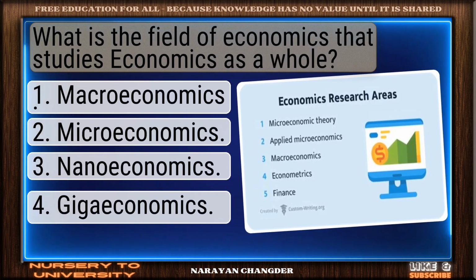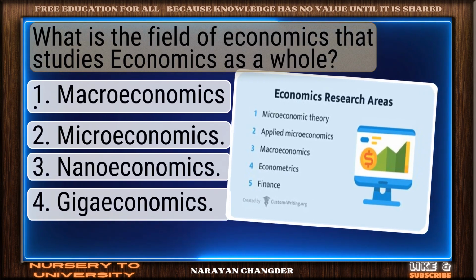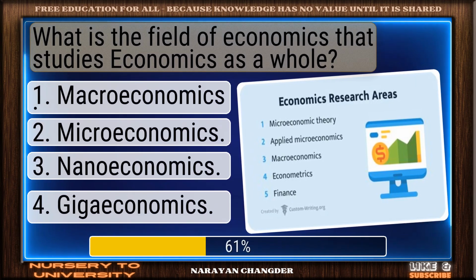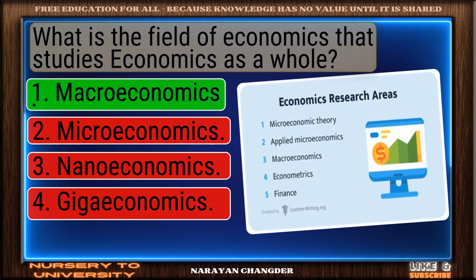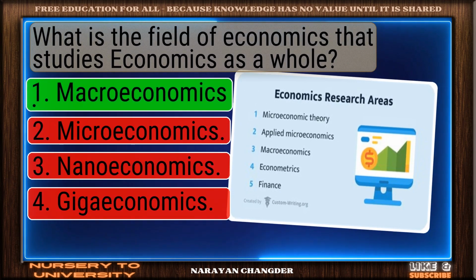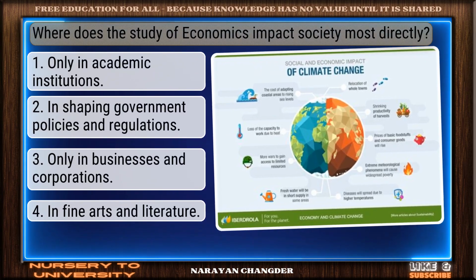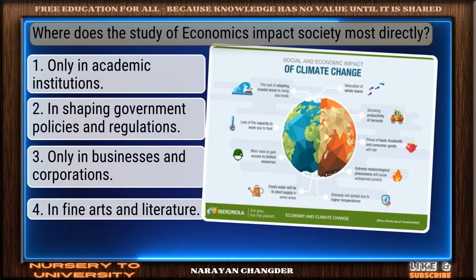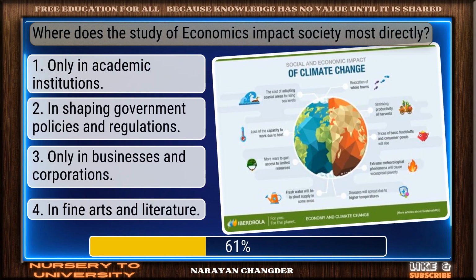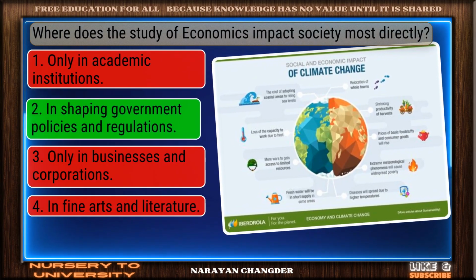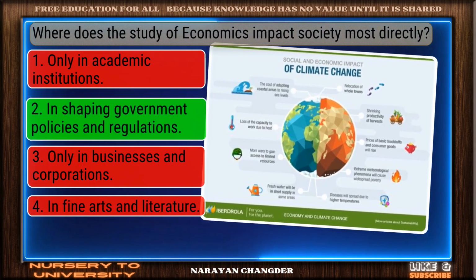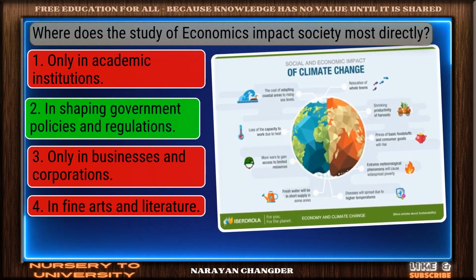What is the field of economics that studies economics as a whole? Sharp thinking. Macroeconomics is the right choice. Where does the study of economics impact society most directly? On track. In shaping government policies and regulations is the correct answer.